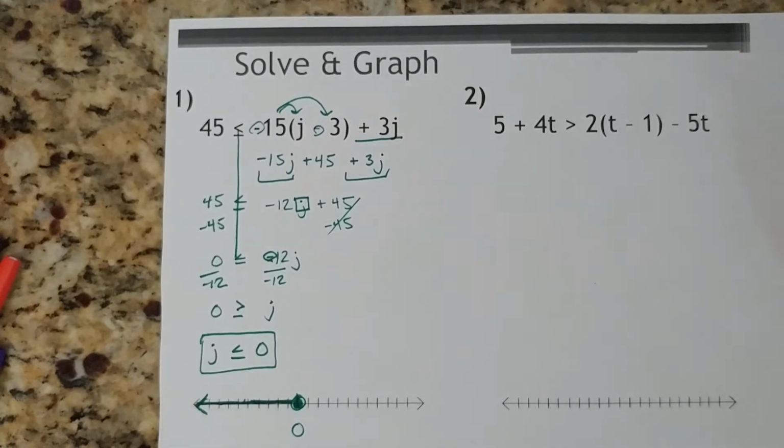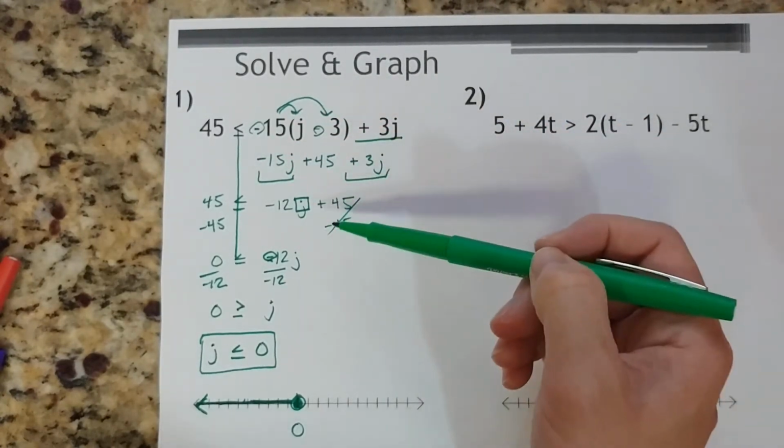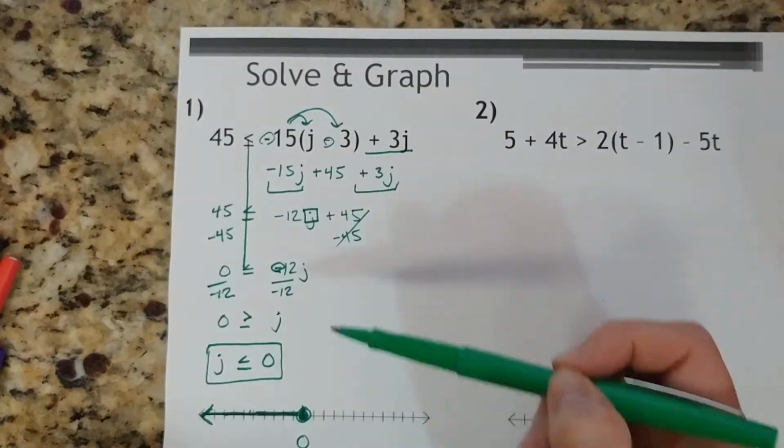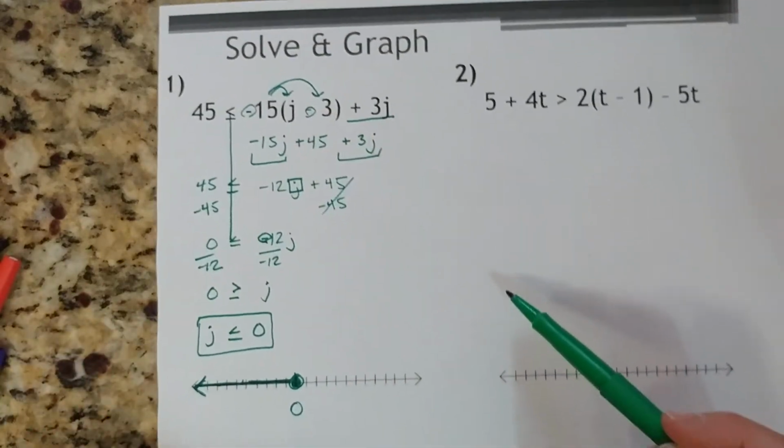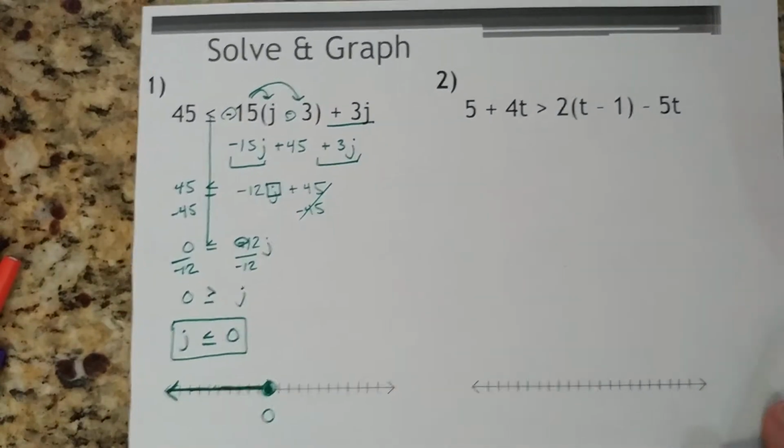So there we have our multi-step inequality with distributive property, combining like terms. We had the flip rule, and we had to reverse it as well until we got a chance to graph the solutions. Lots of steps in that one.